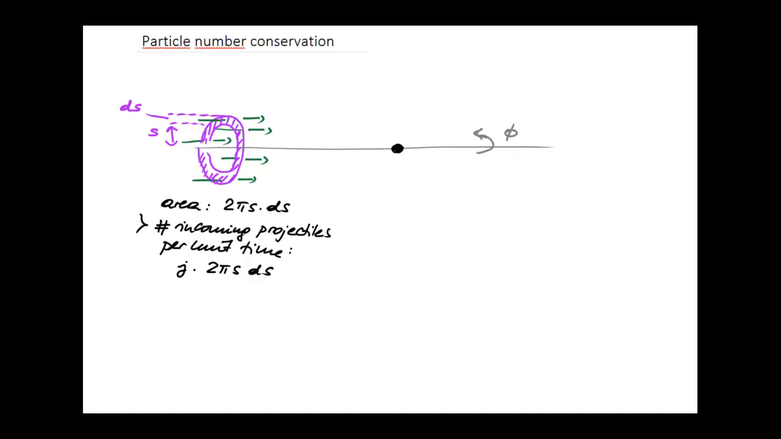Now these incoming projectiles are scattered off the target. Now consider first a particle with impact parameter s. So it's sort of at the inner boundary of the ring.